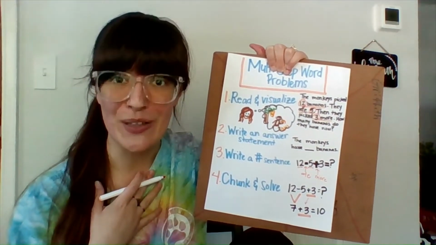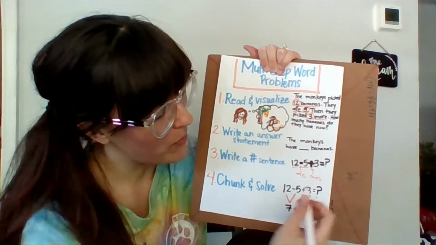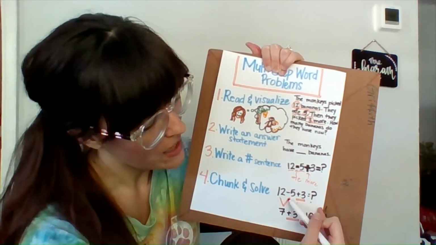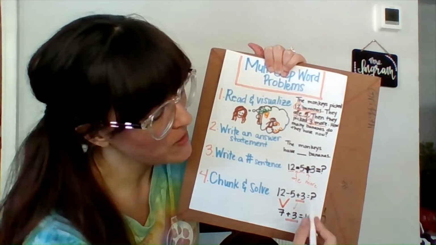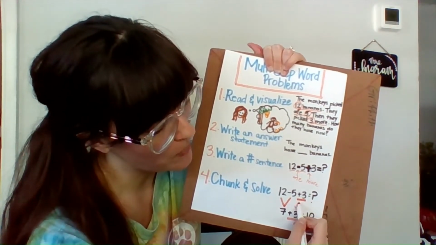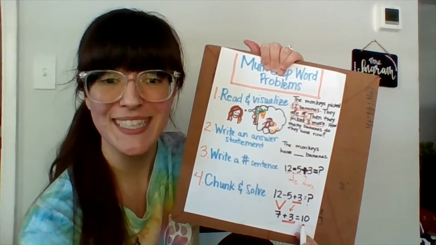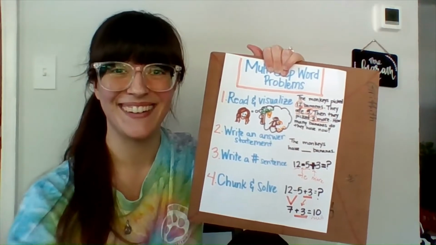We know that you can only solve one piece at a time, so you take it step by step. We had our first step here, 12 minus 5. So we chunked that, and we found that the answer was 7. And then we took our second part of that problem and we dropped it right down, plus 3, which gave us our final sum of 10.